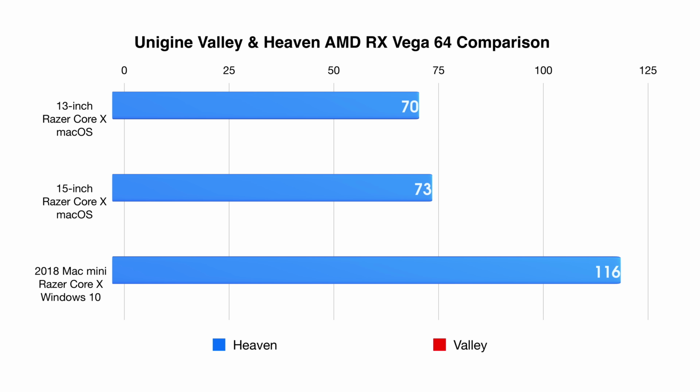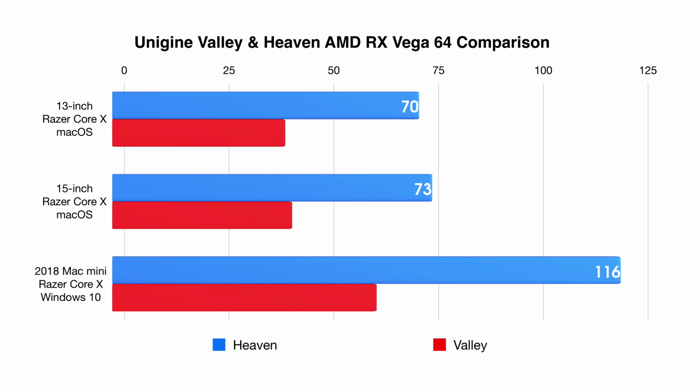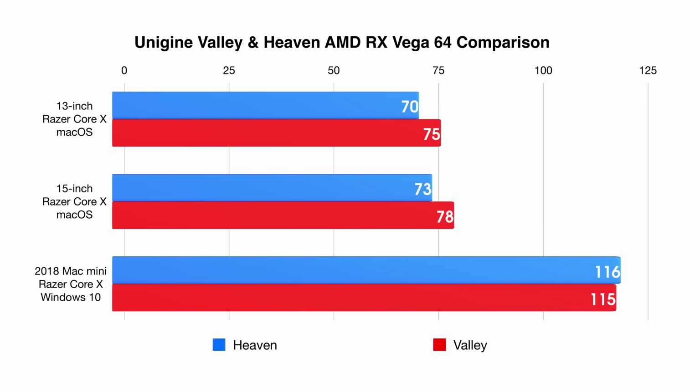Here's Unigine Valley and Heaven compared with the 15-inch 2018 MacBook Pro, the i9 version. Now look at the Mac Mini and you can see some of that may be a hardware difference, but a lot of that has to do with Windows just being a more capable platform when it comes to games.